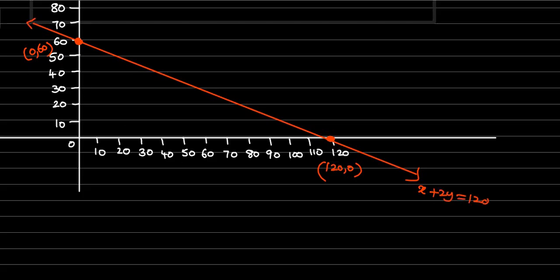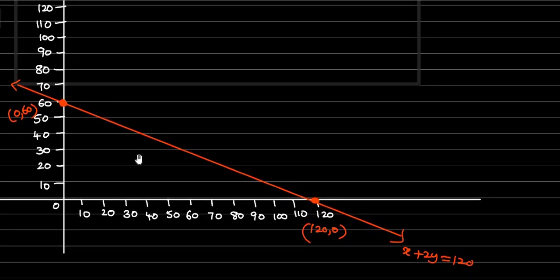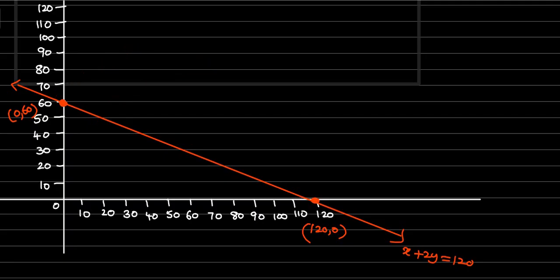After drawing this red line, we can notice that the graph is divided into two portions: one above and the other below. We need to identify where the solution exists for the given inequality, whether above the red line or below the red line.